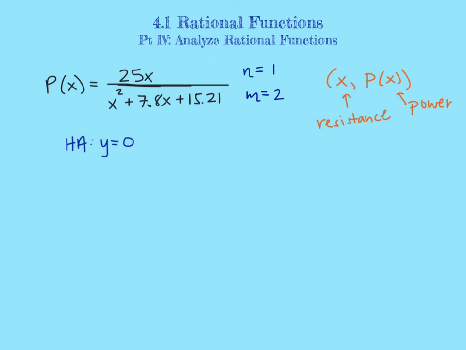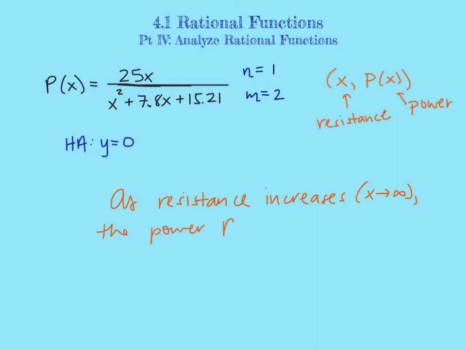So we can write that as resistance increases, which means as x approaches positive infinity, the power generated, or P of x, approaches 0.